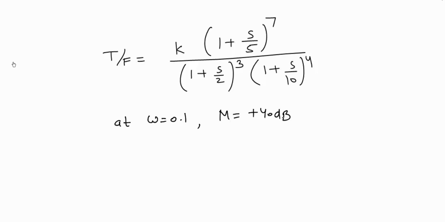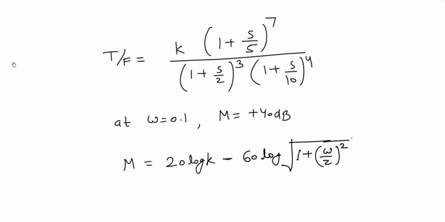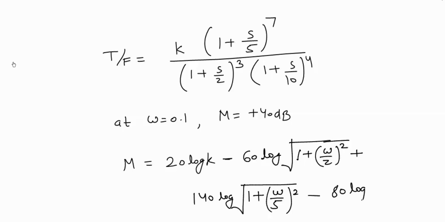So we will calculate the magnitude of the transfer function, directly in dB. It is 20 log k, let me write it in increasing order of corner frequencies, minus 60 log of under root of 1 plus (omega by 2) whole square, plus 140 log of under root of 1 plus (omega by 5) whole square, and minus 80 log of under root of 1 plus (omega by 10) whole square. So these are the magnitudes.